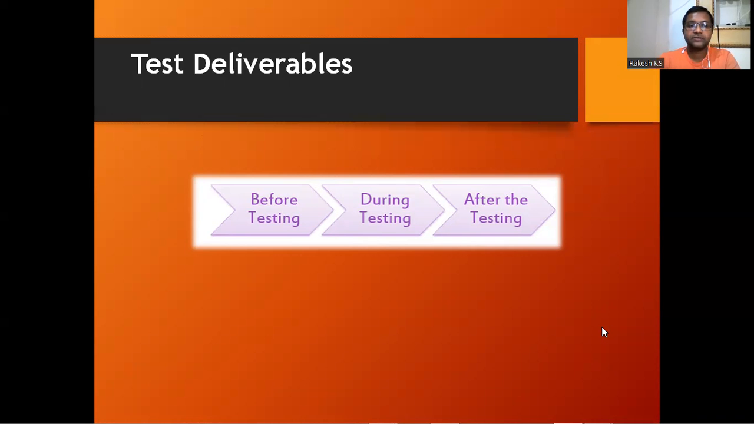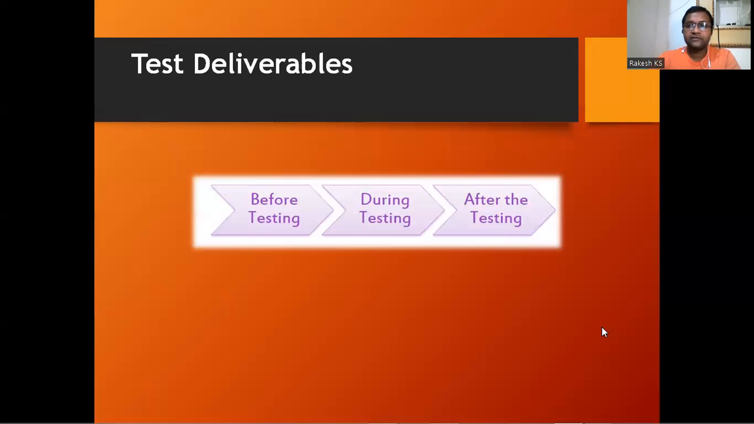After that, we have the during testing phase. During testing, we have got testing scripts and test data. During testing, we get the results, such as logs or data logs or bugs, etc. After testing the data, we will get the test results. This is very important, and also the test reports.